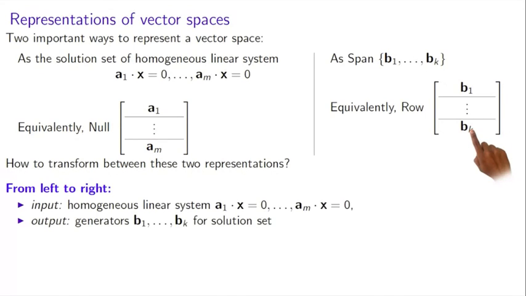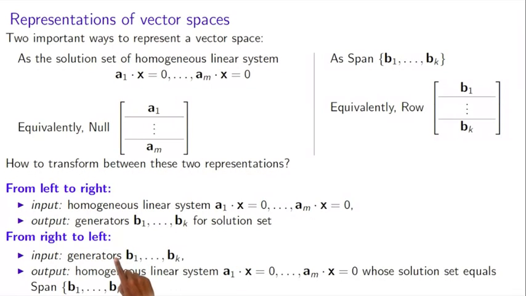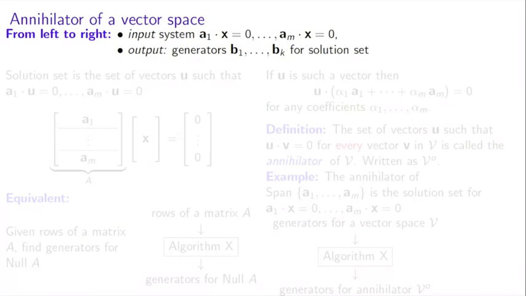So there are two conversion problems. One, from left to right, takes as input the homogeneous linear system and outputs generators for the solution set. The other, from right to left, takes the generators and produces a homogeneous linear system whose solution set equals the span of those generators. Let's focus on the first conversion problem, finding generators for the solution set of a homogeneous linear system given by vectors a1 through am.